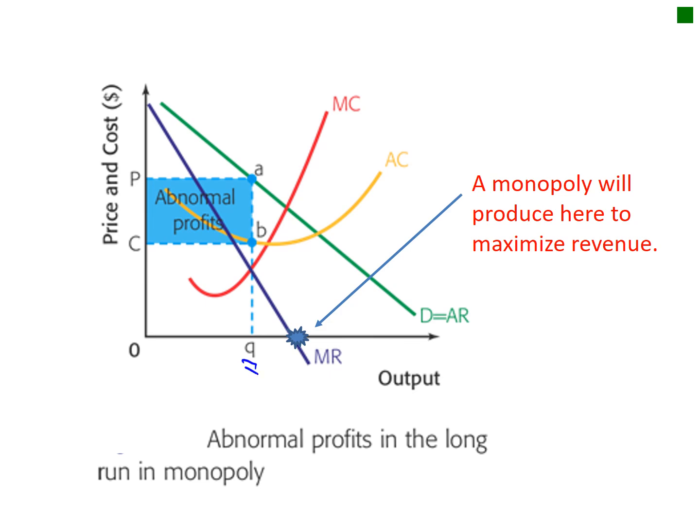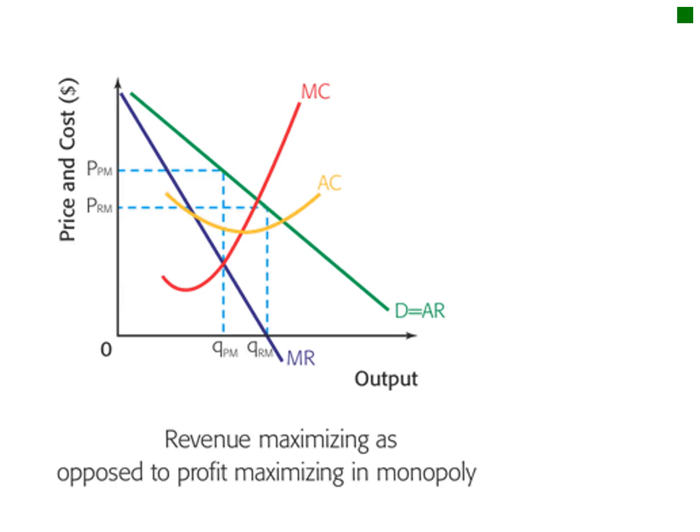So Q would be if they were maximizing profits, where MC equals MR, but here, where MR equals 0, is where they would be maximizing revenue. And there it is drawn a little bit more nicely for you. Here's the profit maximizing spot where MC equals MR. Here is the revenue maximizing spot where marginal revenue equals 0.